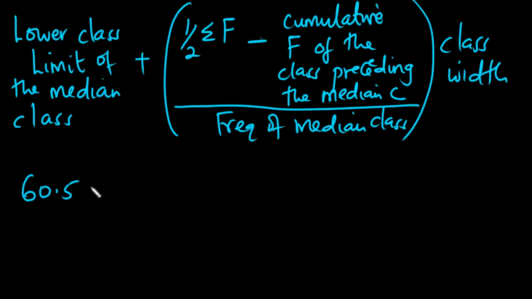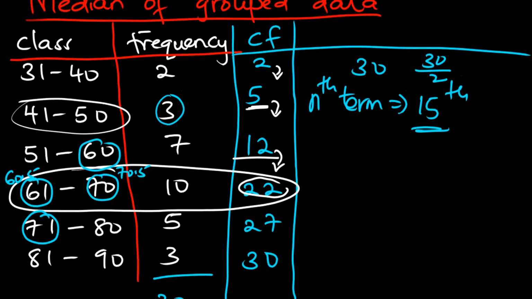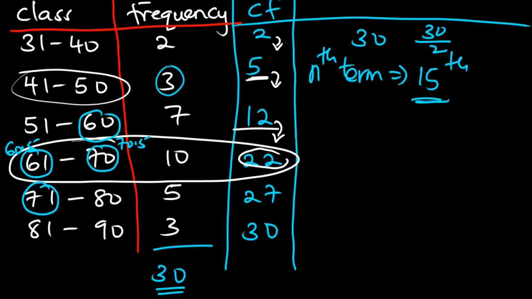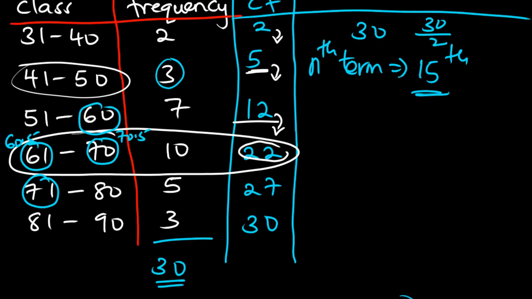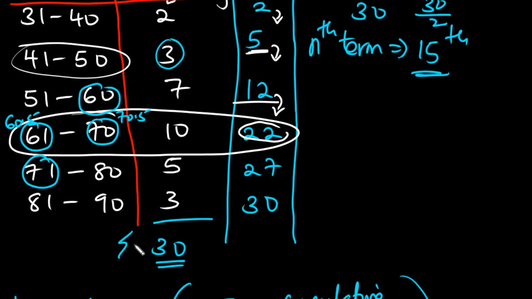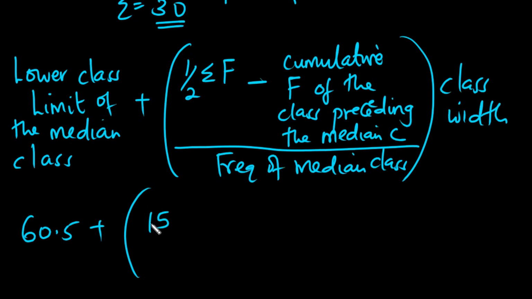But for this case, we are only interested in the lower class limit, which we have seen is 60.5. And then plus a half of the summation of the frequency. Okay, so we know that the total items, or for this case they are students, the total number is 30, which is equal to the summation of the frequency. So we need half of it. So half of it is 15.